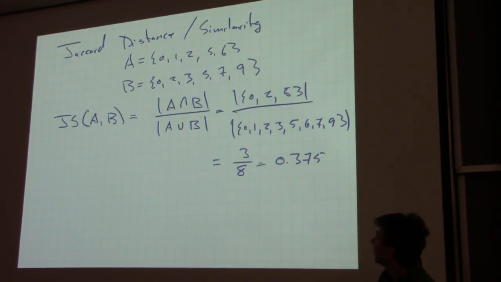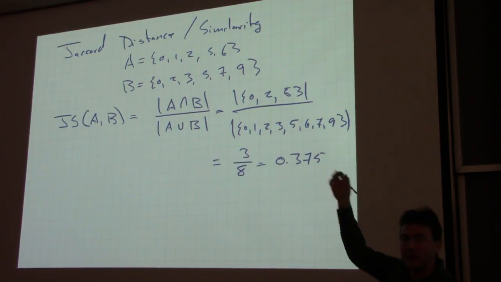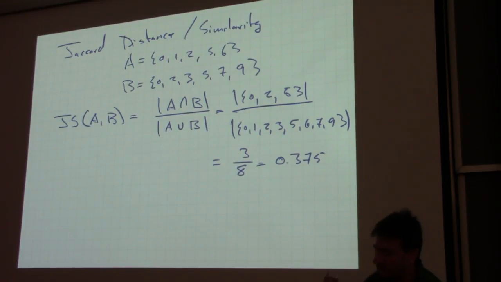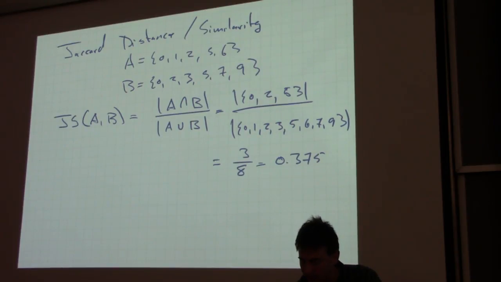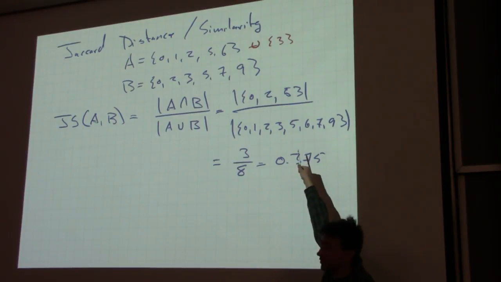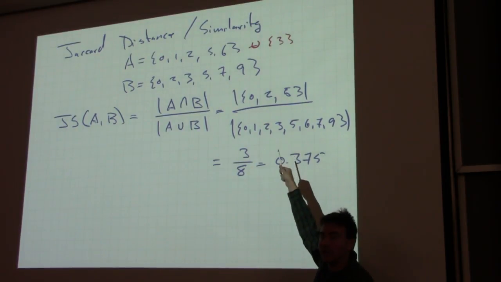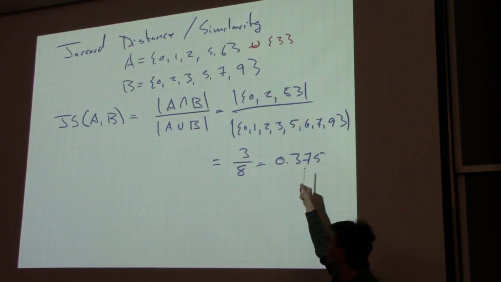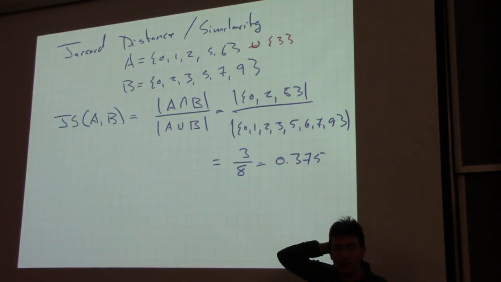If I put 3 in the top set A, there's no 3 in there. If I took the union with 3, they should be more similar, right? Because 3 is in B, so the union is going to stay the same, but the intersection is going to increase, so that would be 4/8. The similarity would increase. Right?